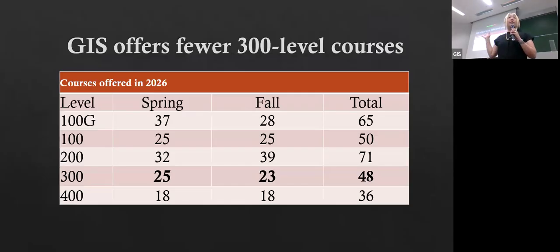These are the number of classes we offer in the spring and fall. And the numbers usually change a little bit from year to year. Well, this is for 2026, this is for this year. We have 48 classes in the 300 level. Okay? And that's more than enough for everybody to take the 300 level and graduate. But we are assuming that each one of you would take perhaps 4, 5, or 6 300 levels every term.